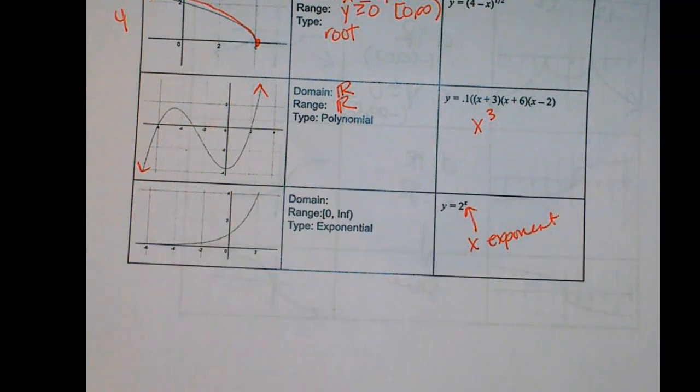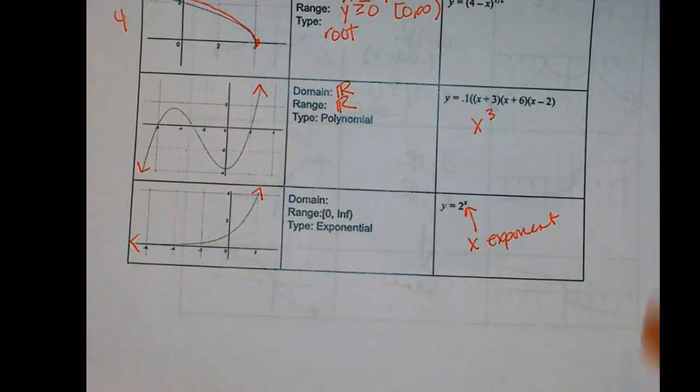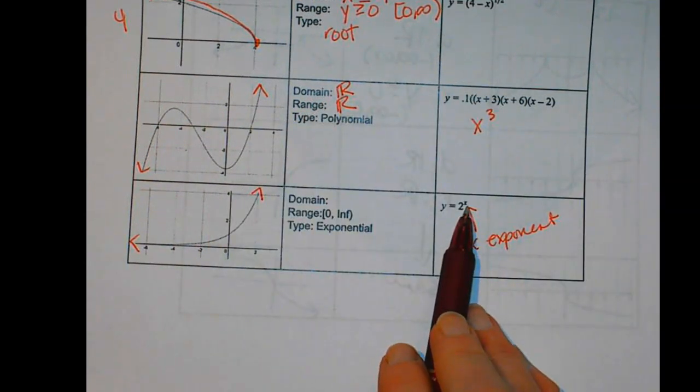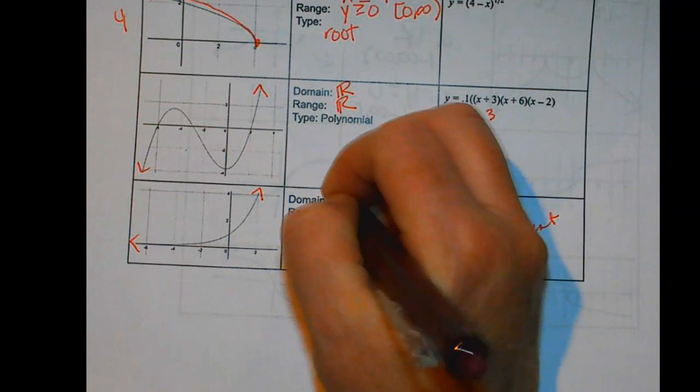The domain for exponentials is what? The x values. The x values would be all real numbers. You can put anything you want into the exponent. Now, you and I might have trouble figuring some of those out. We might need a calculator, but they don't break the math, which is different than having 0 in the denominator or a negative square root. So the domain is all real numbers.